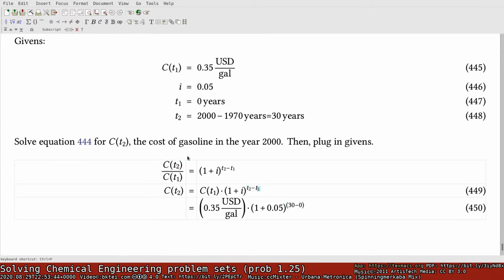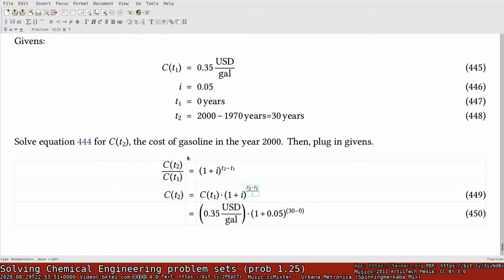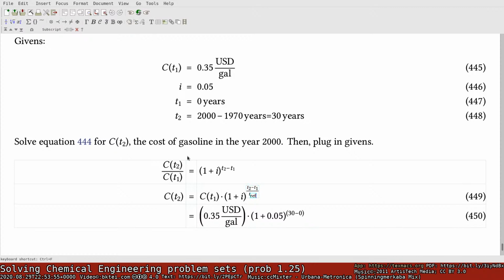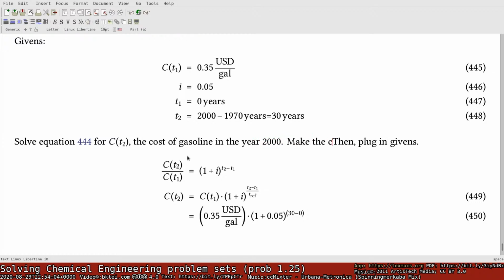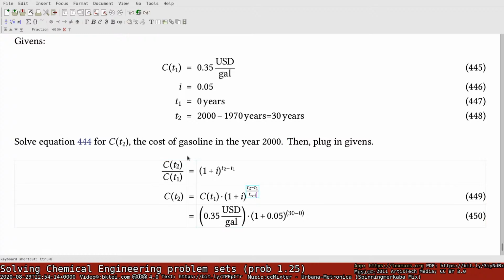Yeah, to be dimensionally consistent, I have to do something like divide by some t reference, which makes a cost equation work. I'd have to divide by some t reference, which equals 1 year, just to make things work, but I am not going to do that. I am just going to keep it simple.